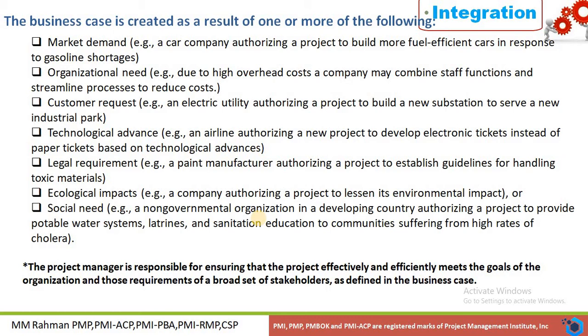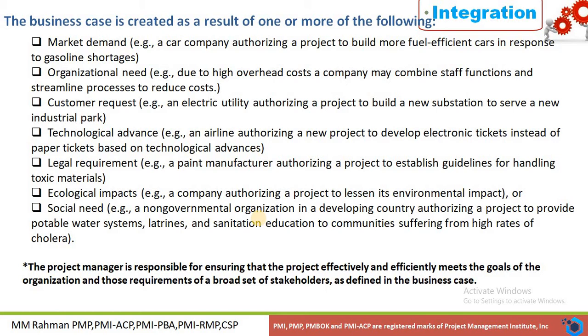Then customer request: an electric utility authorizing a project to build a new substation to serve a new industrial park. Technological advance: an airline authorizing a new project to develop electronic tickets instead of paper tickets based on technological advance. Legal requirement: a paint manufacturer authorizing a project to establish guidelines for handling toxic material. Ecological impact: a company authorizing a project to lessen its environmental impact.